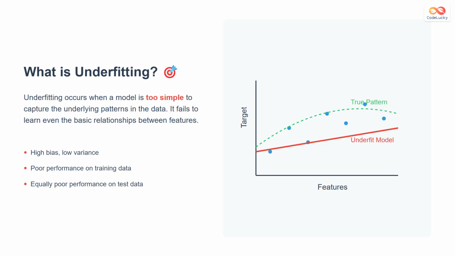Consider the coordinate system. It has features on the x-axis and target on the y-axis. The scattered data points are shown in blue color. The true pattern is the green dashed line. The underfit model represented by the red line doesn't fit well with training data.